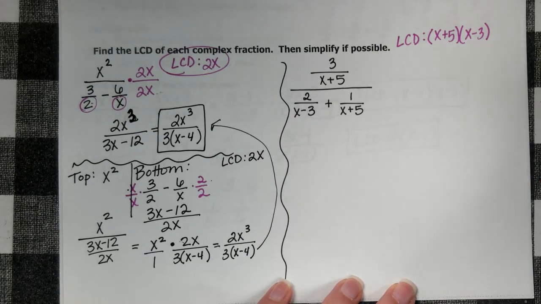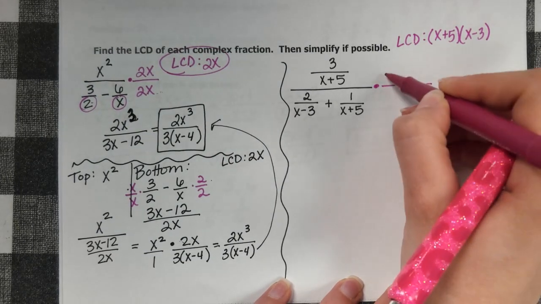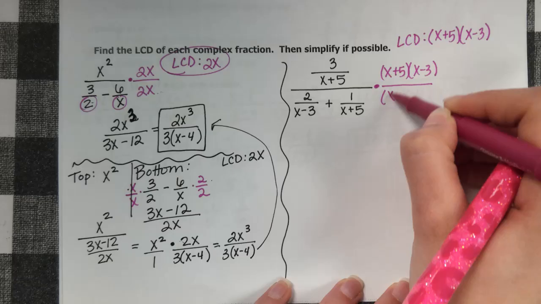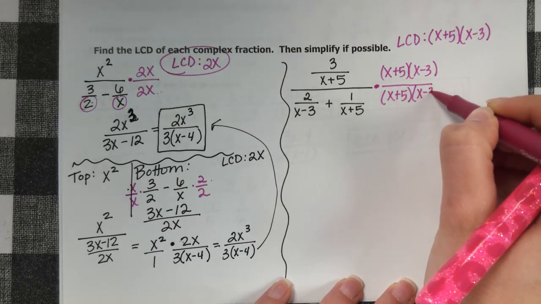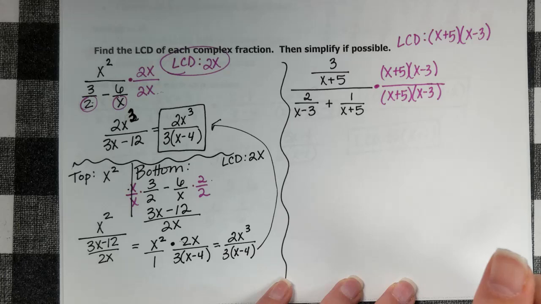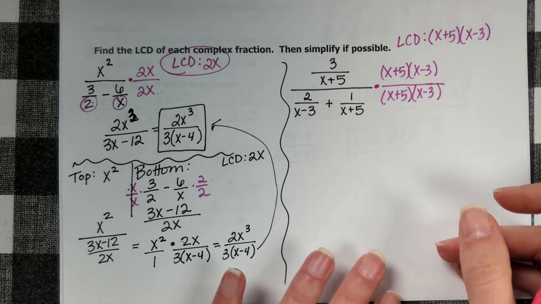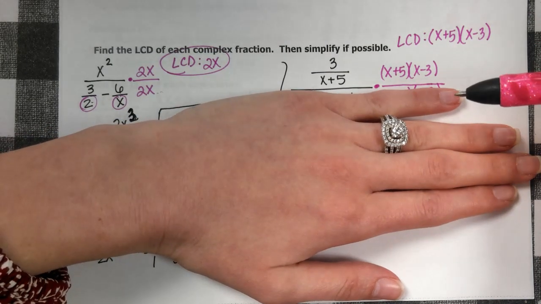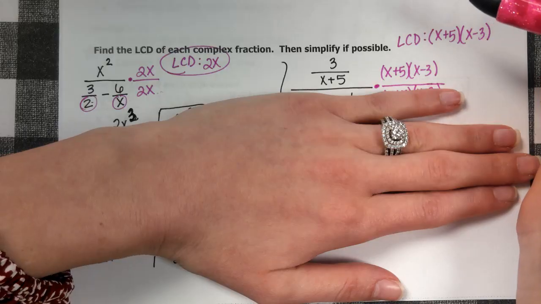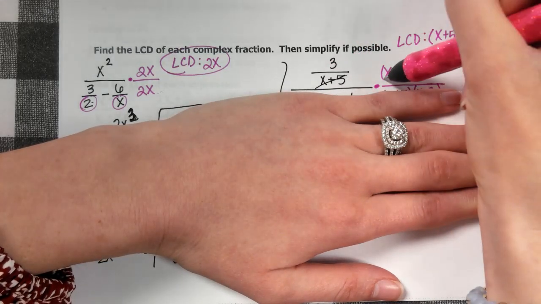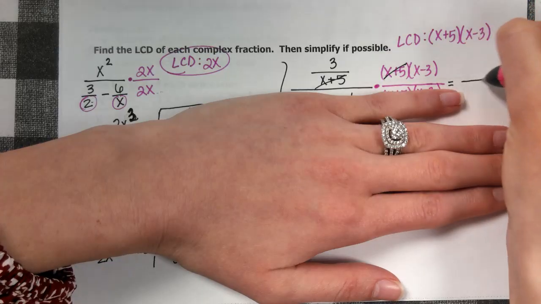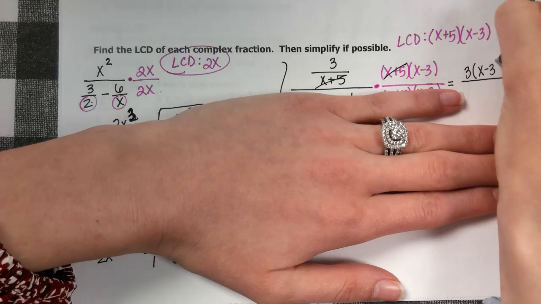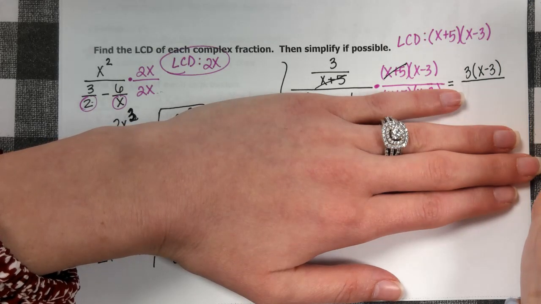Okay? So that means I'm going to multiply the top by x plus 5, x minus 3, and the bottom by x plus 5, x minus 3. Okay? Now that I've written it, I'm going to do all my covering up. So I've got just the numerator I'm looking at. What cancels? X plus 5 cancels. So that leaves me with what? 3 times x minus 3. Yes, we all understand that?